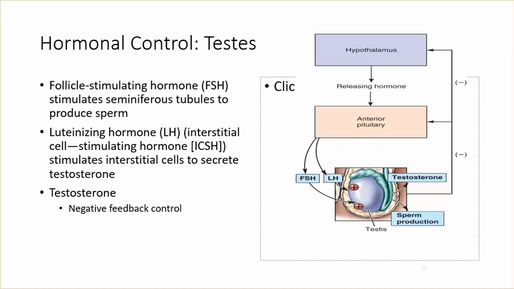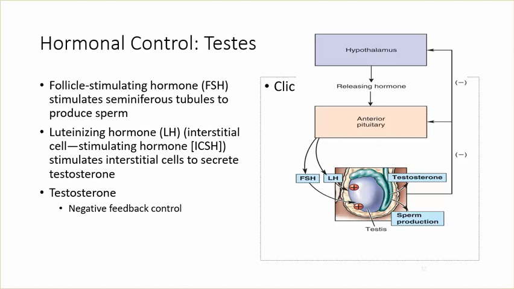The FSH and LH target the testes. The FSH targets the testes, the seminiferous tubules, to make sperm. So FSH is responsible for the making of the gametes. The LH stimulates the interstitial cells to make testosterone. So luteinizing hormone stimulates hormone production. You're going to see why I'm stressing that in a minute, because it does the same thing in women.